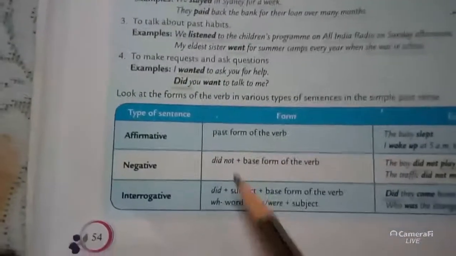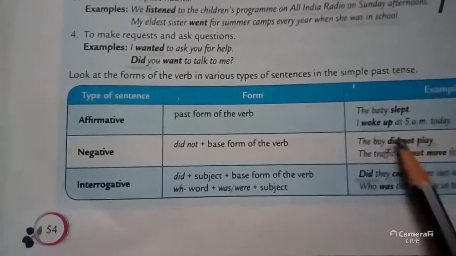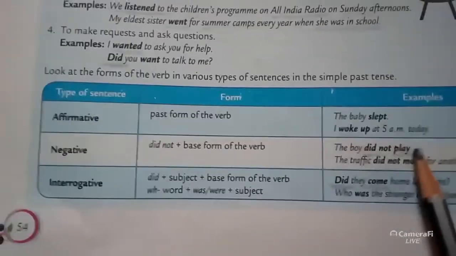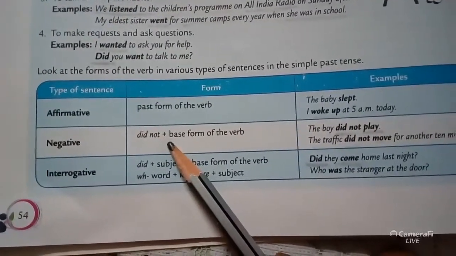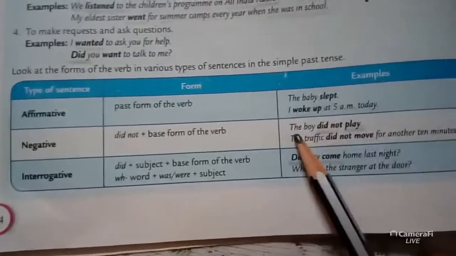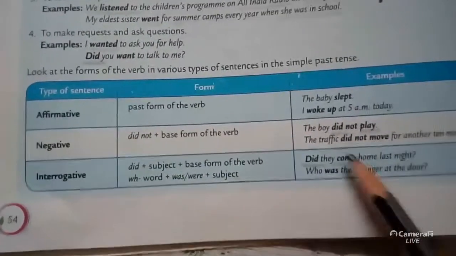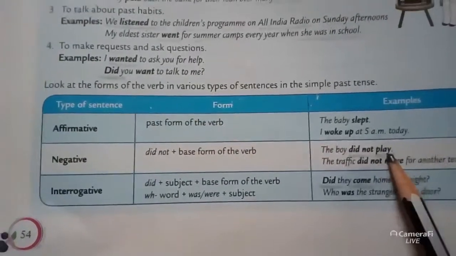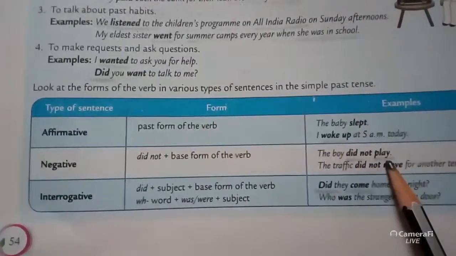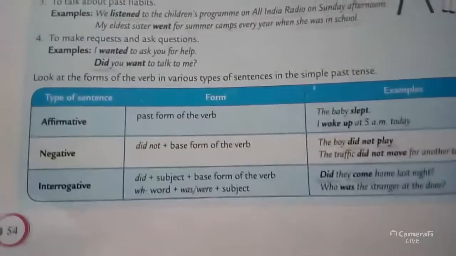Okay. Now, formation of the sentence: subject and past form of the verb, like the baby slept, I woke up at 5 a.m. morning. Negative: did not and base form of the verb, like the boy did not play. Here in the negative, when did, the past tense of do, comes, the verb becomes the base form, not the past form. Okay, the traffic did not move for another 10 minutes.